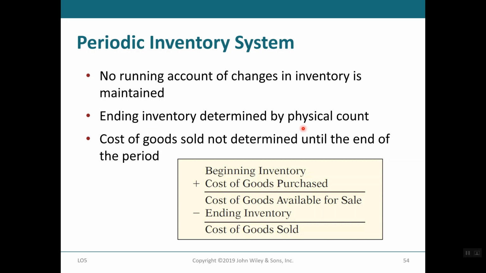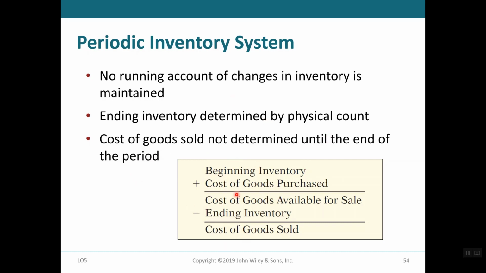So like we did in the perpetual, whereby for each sale we have two sets of entries, where we record the accounts receivable and the sales, and then we come to do the cost of goods sold, and then we deal with the inventory. Okay, so cost of goods sold is not determined until the end of the period.